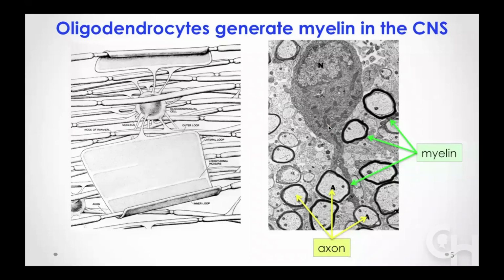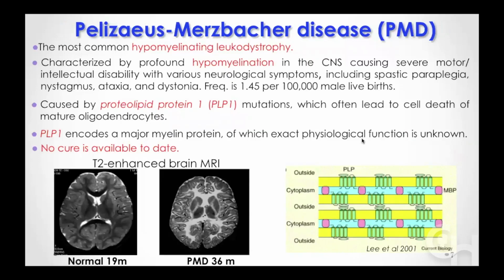This picture shows the main target cells for the treatment of PMD, the oligodendrocytes, which generate myelin. Myelin consists of layers of thin membranes wrapping around the neural axons. By electron microscopy, good myelin looks like a dense circle wrapping around the axons. This slide introduces PMD and its causative gene PLP1, but I think I can skip the details for today's audience.